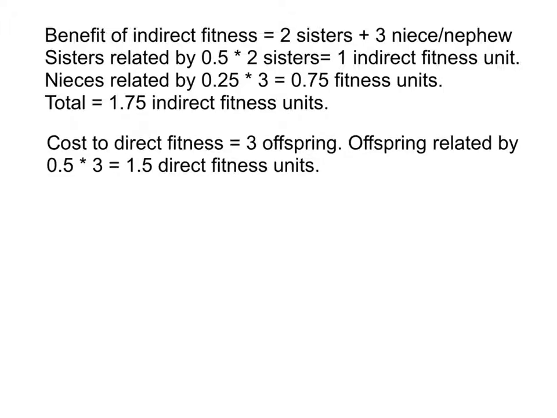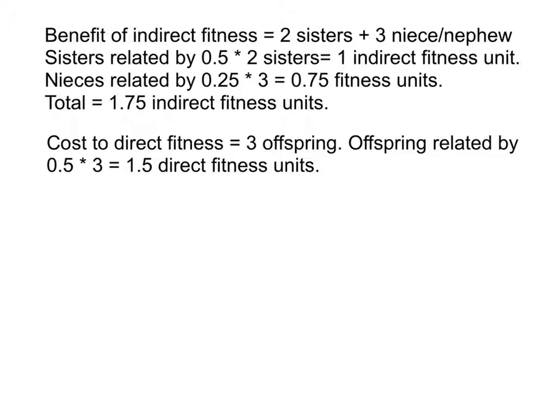The cost in terms of direct fitness, though, is that he's not going to raise 3 offspring. Offspring are related by 0.5, it's 1/2. And since there's 3 of them, the cost is actually 1.5 direct fitness units. Question 1A above asks, what are the costs to the male in terms of fitness units? They say inclusive fitness units, but it's actually his direct fitness. So that's 1.5. That's answer B.